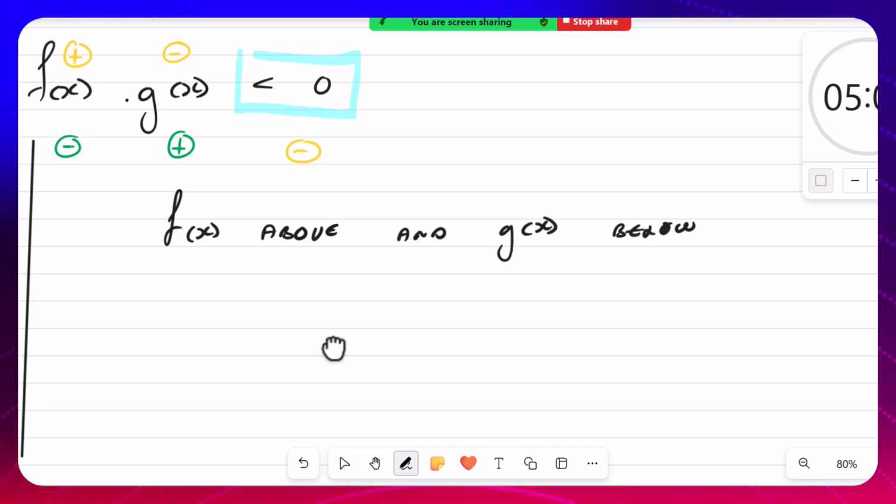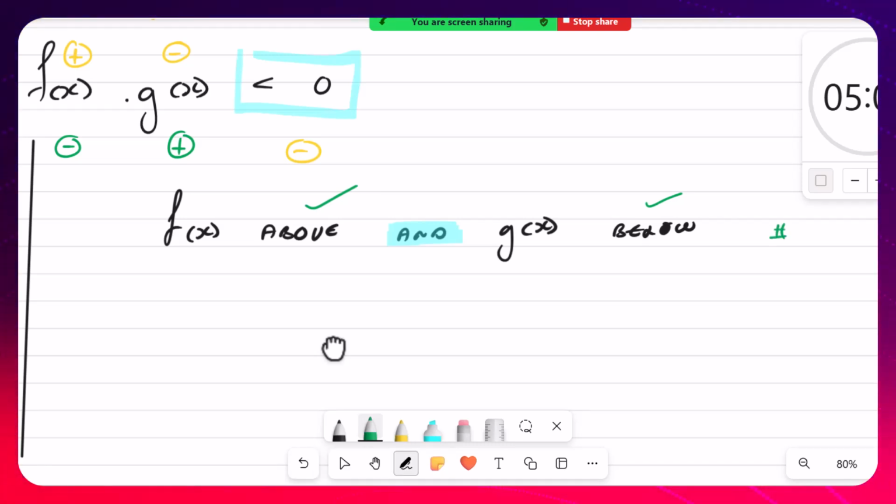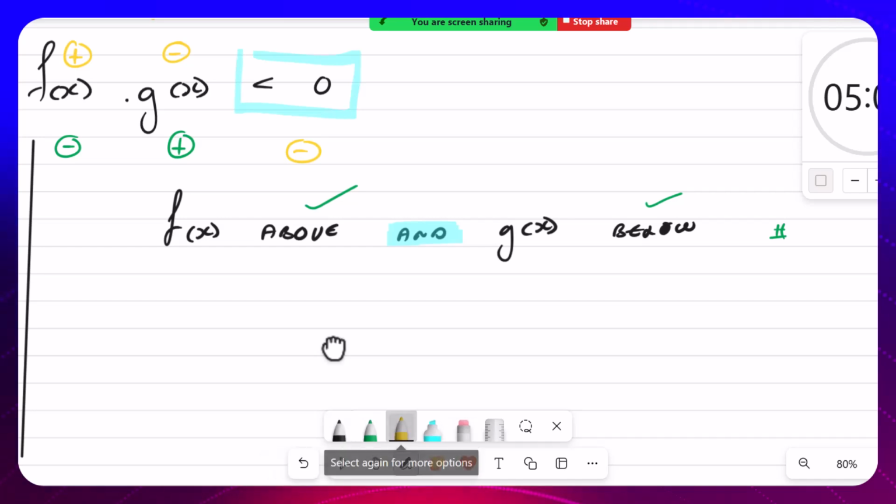Now these work hand in hand. That's why I'm not saying or, I'm using and, for a specific reason. We can't just say, okay, this one's above, so we give the answer for that. It doesn't work like that. You need one of them to be above and the other one to be below. Specifically, f of x needs to be above and g of x needs to be below for you to get your answer. If both of them are above, it doesn't work. If both of them are below, it doesn't work. You need it to be in that specific order.